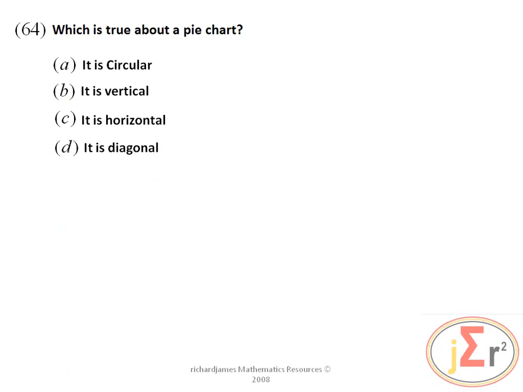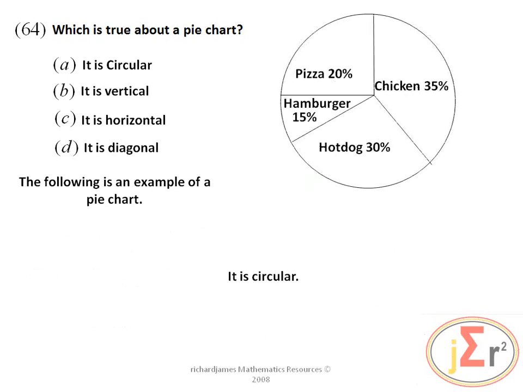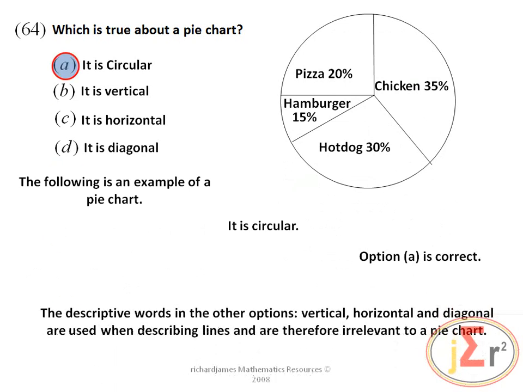Which is true about a pie chart? The following is an example of a pie chart. There we have it. That's a pie chart. It is circular. Option A is correct. The descriptive words in the other options, which are vertical, horizontal, and diagonal, are used when describing lines and are therefore irrelevant to a pie chart.